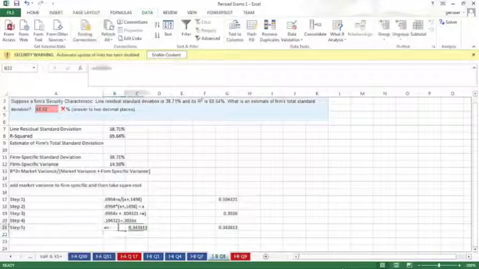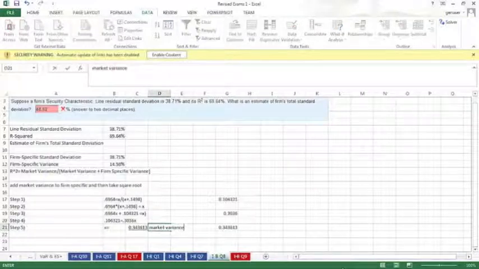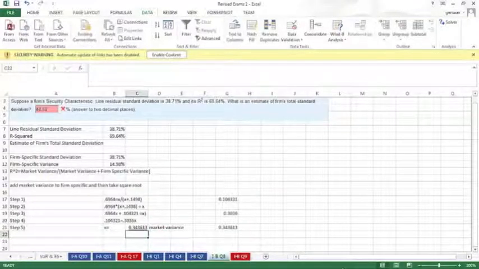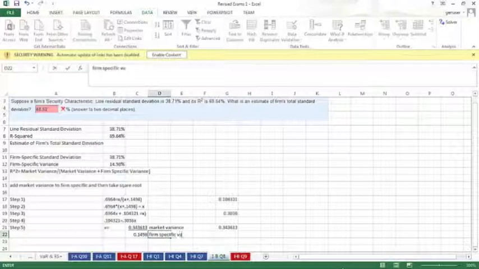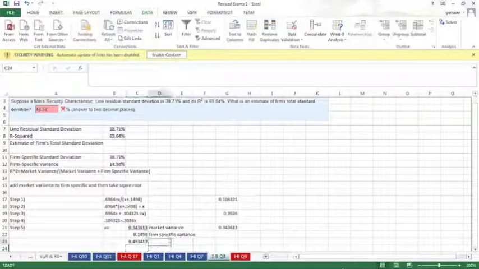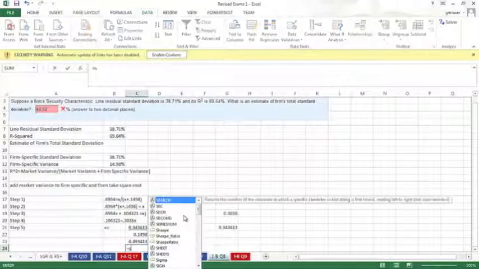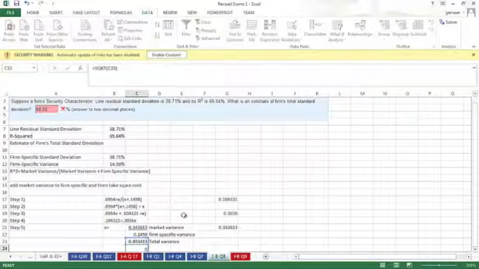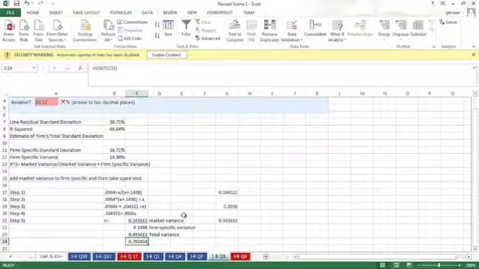And so this is the market variance that we calculated, and then also we previously solved for the firm specific variance, which is 0.1498. Firm specific variance, and then if we add it, so equals sum, what is this number going to tell us? That's going to tell us the total variance. However, we're interested in the firm's total standard deviation, and so what we need to do is take the square root of this number, and this is the correct answer.